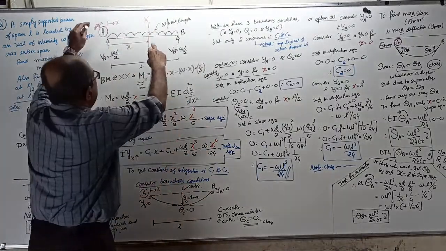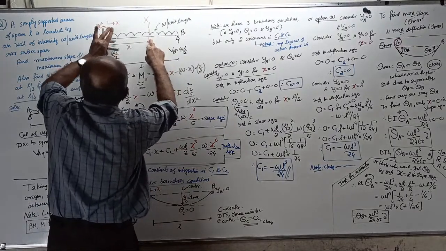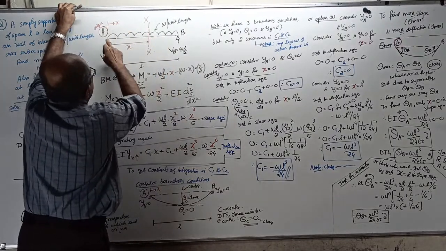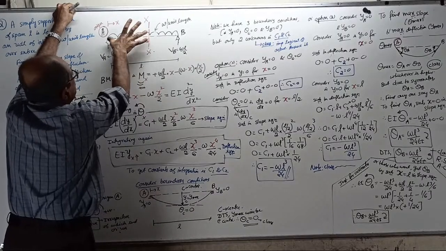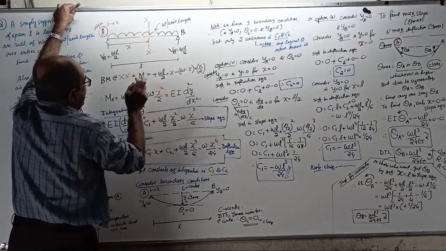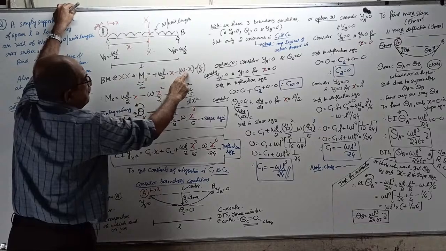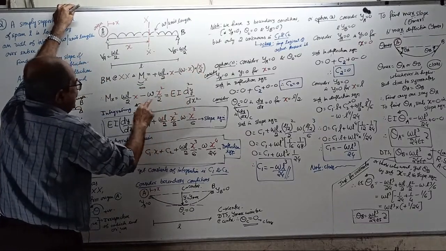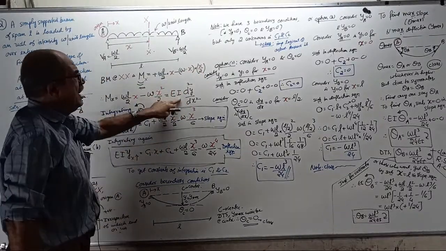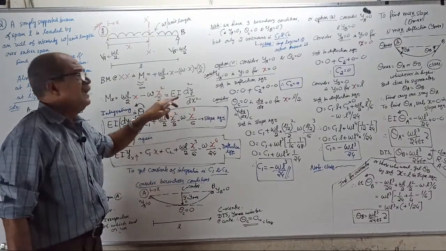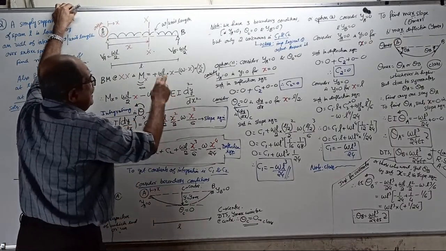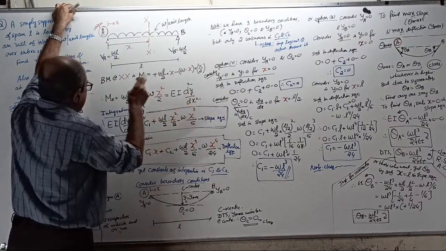Over. BM here is WL by 2 into X positive, minus W into X, which is the total load, into X by 2. Okay, now simplify. WX square by 2 will be equated to EI d square y by dx square. Standard. Why? Because we know that EI d square y by dx square equals Mx.